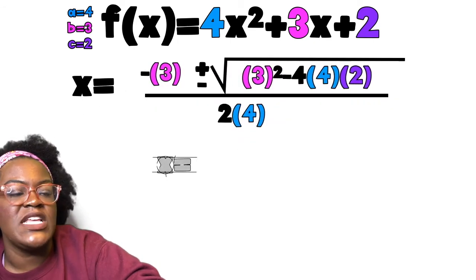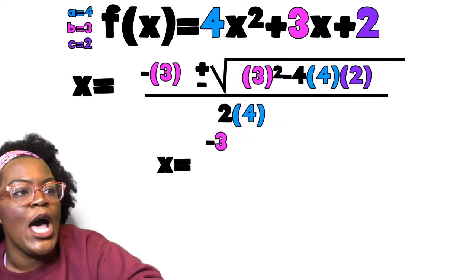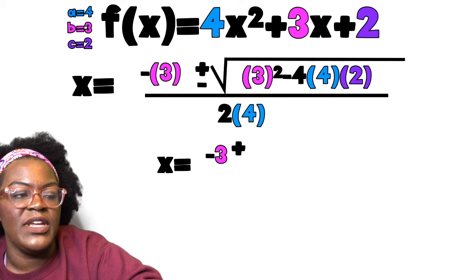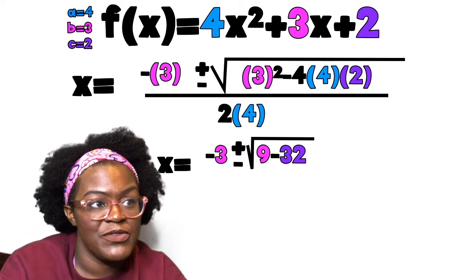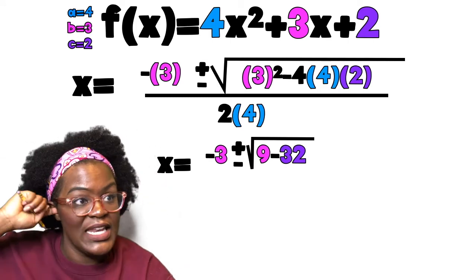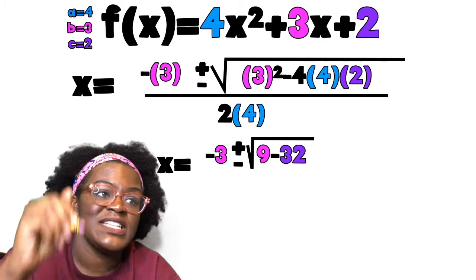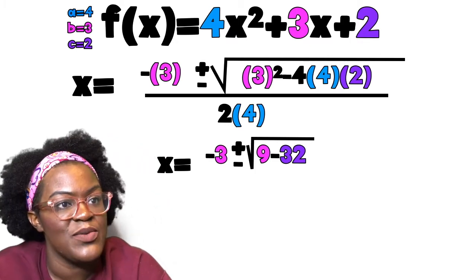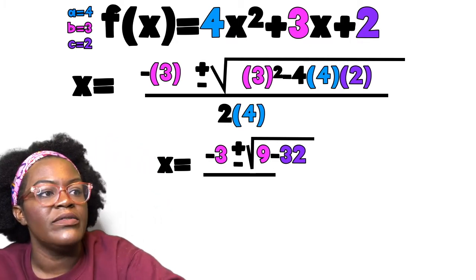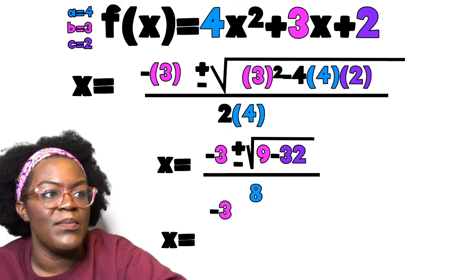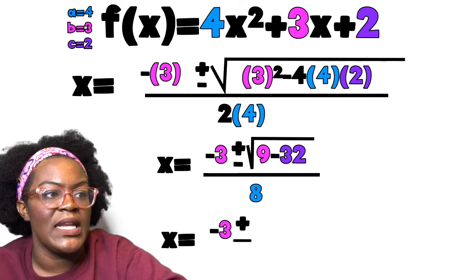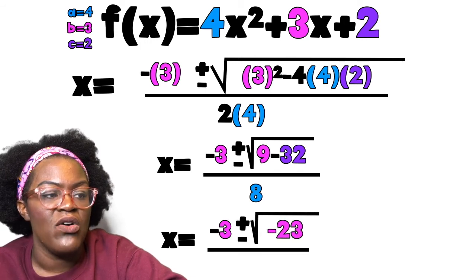So, ladies and gentlemen, I can get rid of the parentheses in front of the 3. Plus or minus the square root of 9 minus 32, because 4 times 4 is 16, times 2 is 32, and it's negative. Negative 4 times positive 4 times negative 2 is negative 32, so that's where that sign comes from. All over 8. Plus or minus the square root of negative 23 over 8.